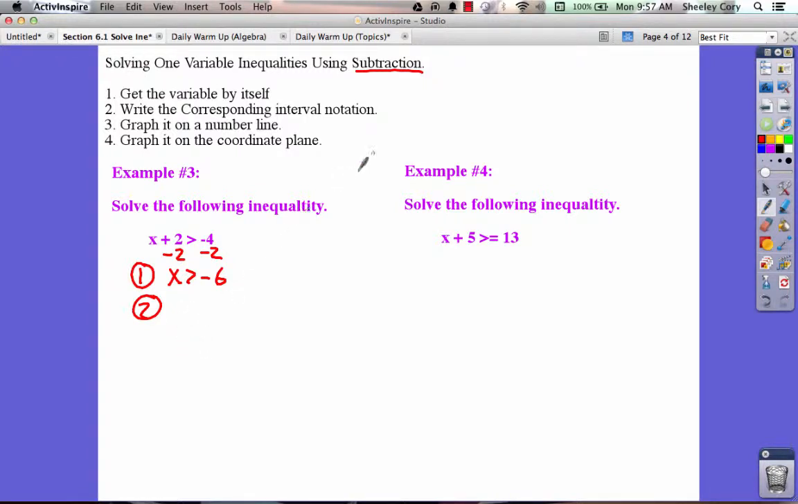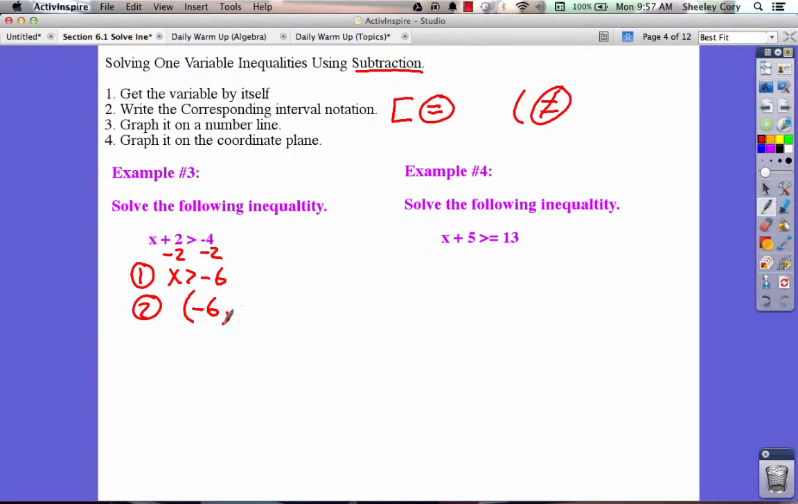So remember, interval notation, if you have a bracket, means it can be equal. If you have a parenthesis, it means it cannot equal. Okay, can be equal, cannot equal. So if I go ahead and mark this x greater than negative 6, well, negative 6 is the first number. It's greater than, but it does not say equal, so I use a parenthesis.